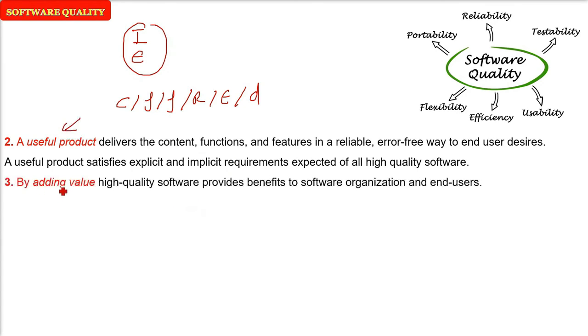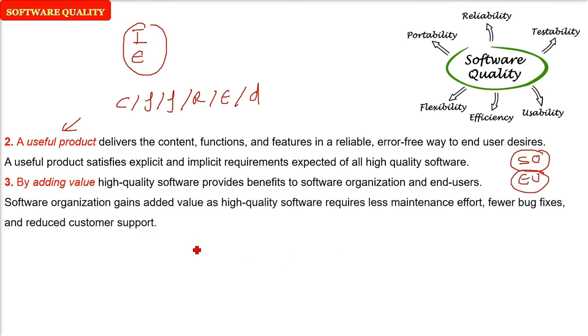So high quality software provides benefits to every stakeholder, especially the software organization who has built it and the end user who will use it. How does the software organization get the value? High quality software requires less maintenance effort. Bugs are fewer, so fewer bug fixes, and customer support will be less because the software is working well. So reduced customer support. This will add value to the software organization. This is how high quality software adds value.